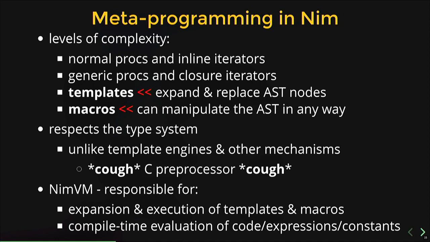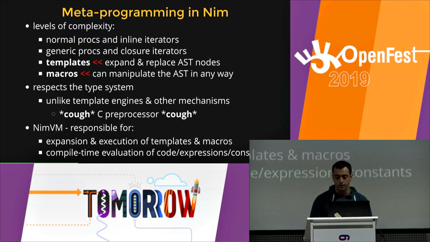And the thing which actually does all the substitution and all the evaluation at compile time is the Nim virtual machine. So it is precisely responsible for the expansion and execution of templates and macros, and also the compile time evaluation of code, expressions, constant folding, and stuff like that.